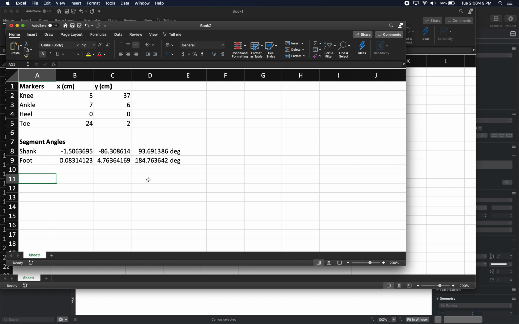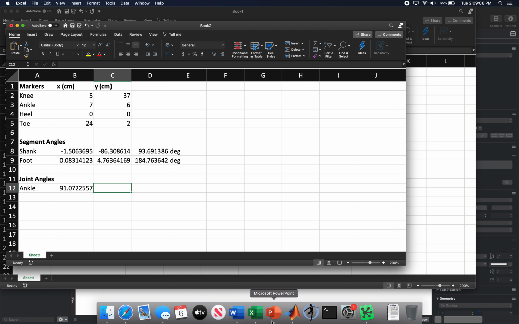Okay, so I've got my segment angles here. Now I can calculate my joint angles. And for the ankle, that is the angle of the foot minus the angle of the shank. And that gets me an angle of 91 degrees there.